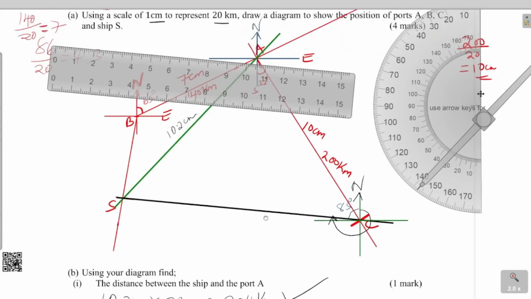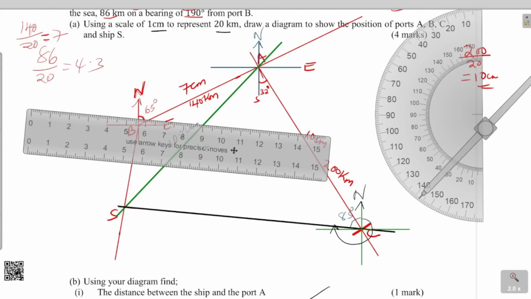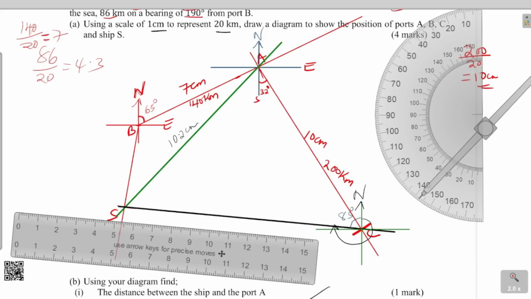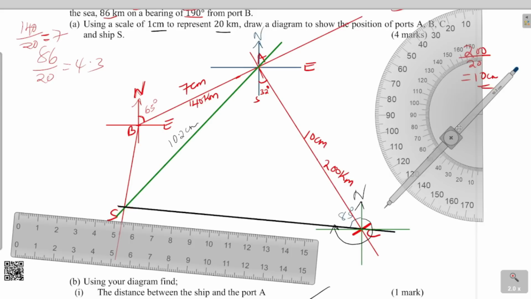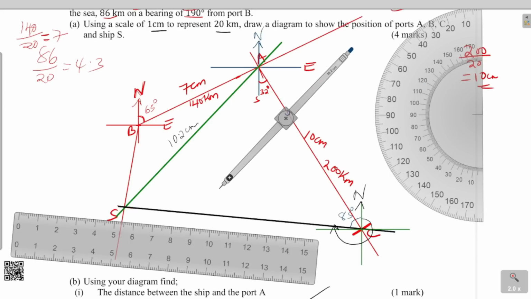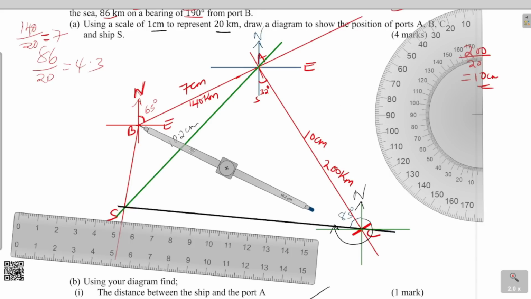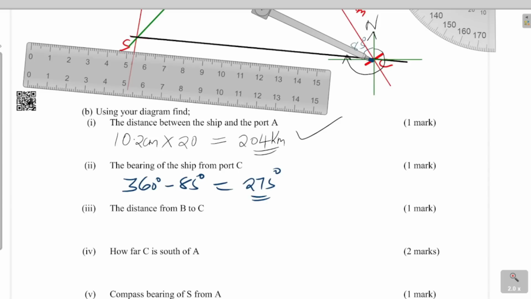Then the other question, part 3, the distance from B to C. For that one, you can use a pair of compasses. This is point B, and then I stretch it up to where we have C, like that. So from B to C, that is giving 12.9 centimeters.